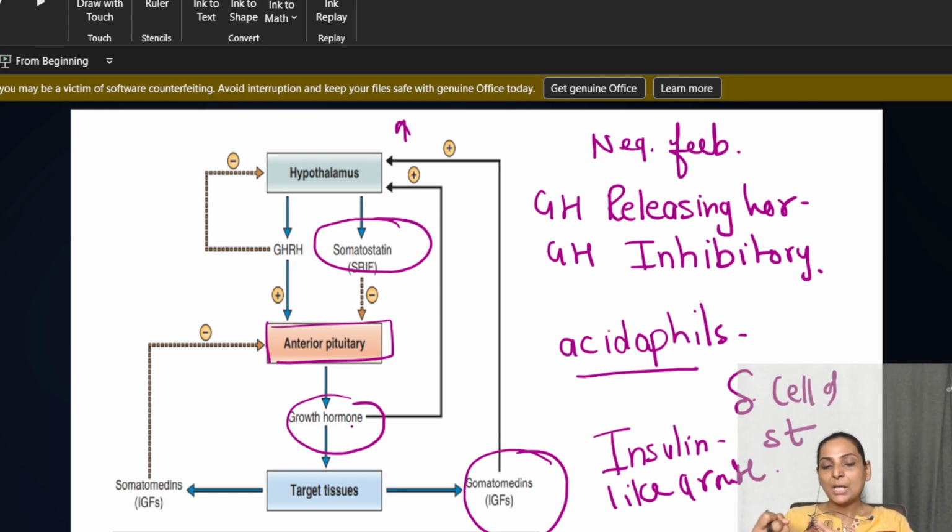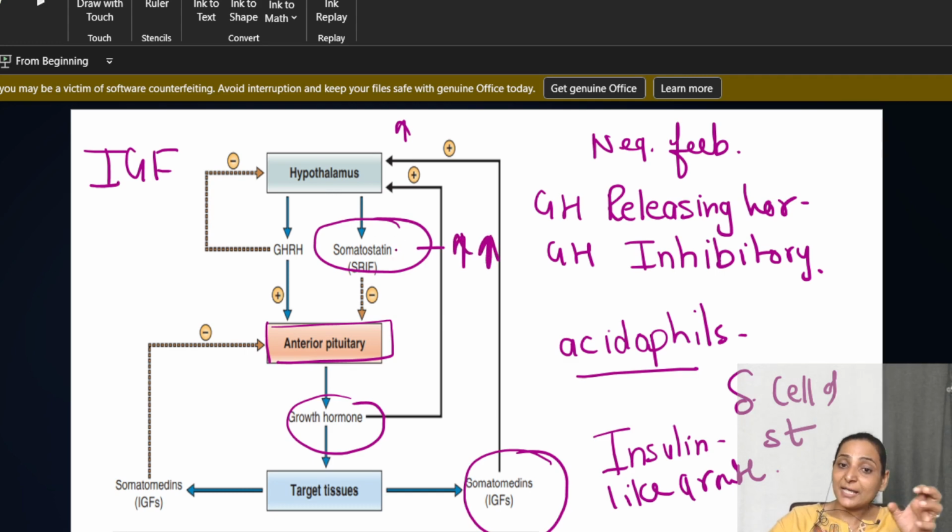So I repeat, the release of growth hormone from the anterior pituitary is controlled by two hormones coming from the hypothalamus: growth hormone releasing hormone and growth hormone inhibitory hormone, that is somatostatin. Somatomedins are synthesized from the liver. They are also called insulin-like growth factors. These somatomedins will increase the production of somatostatin. And somatostatin will then inhibit growth hormone.